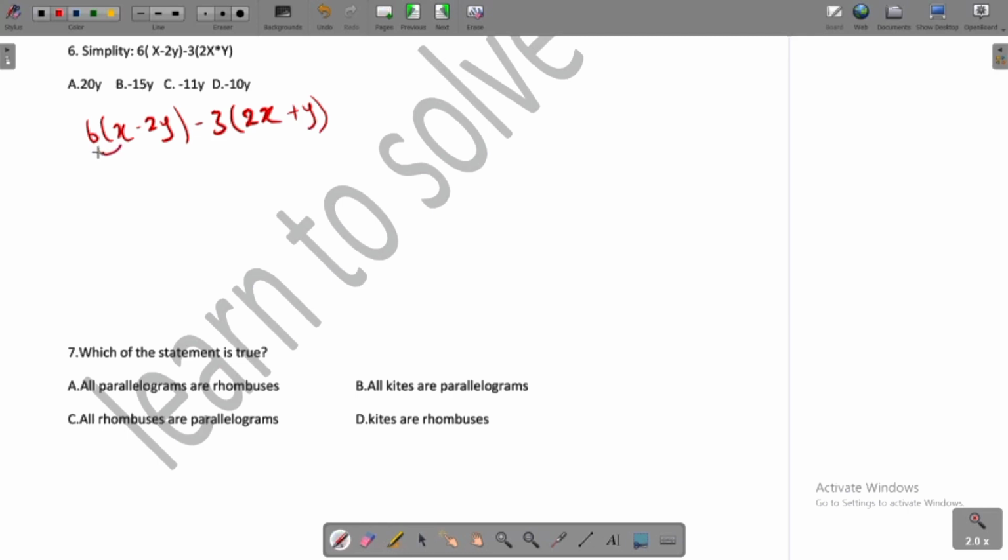You are expanding the bracket, so you multiply this and this, and also this and this. Multiply this and this, and this and this. So 6 times x, you have 6x. Minus 6 times minus 2y, you have 12y. Minus 3 times 2x, you have 6x. Minus 3 times y, you have minus 3y.